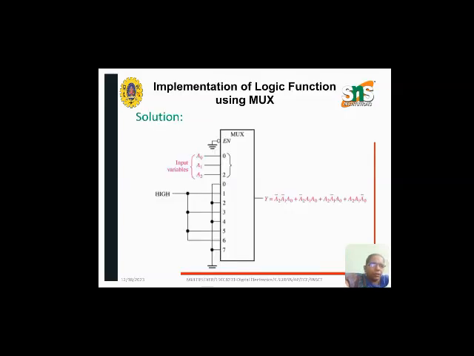So the first, third, fifth and sixth inputs are connected to the high value and 0, 2, 4 and 7 are connected to the ground. You are having 3 selection lines A0, A1 and A2, and this is how the MUX is implemented.